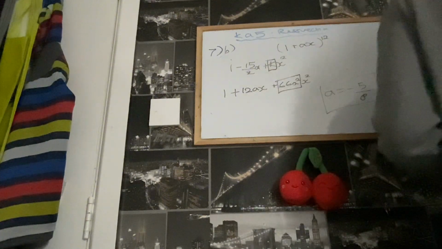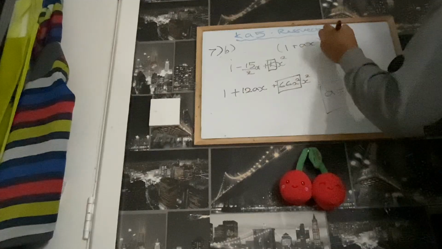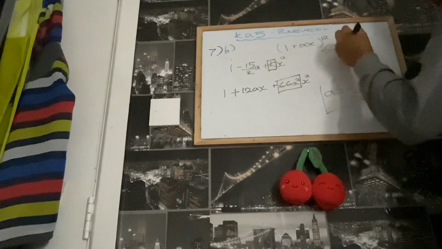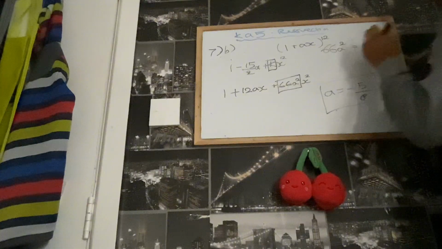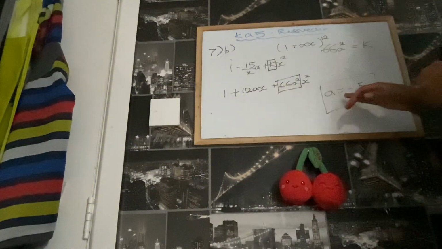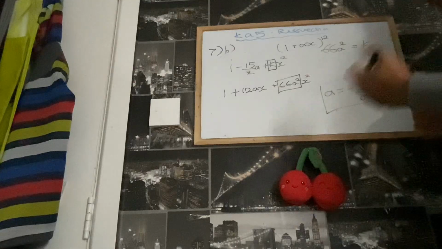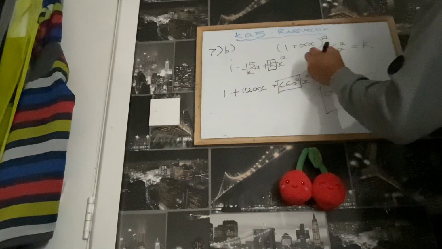So 66a squared is equal to k. We know what the value of a is now from part a, so we could just do this.